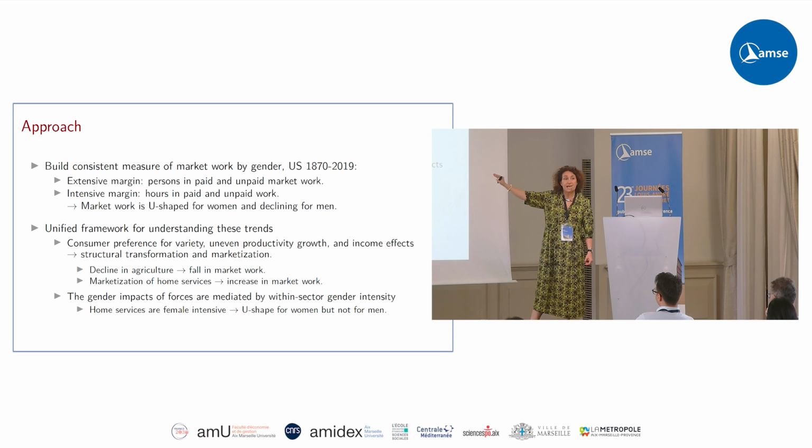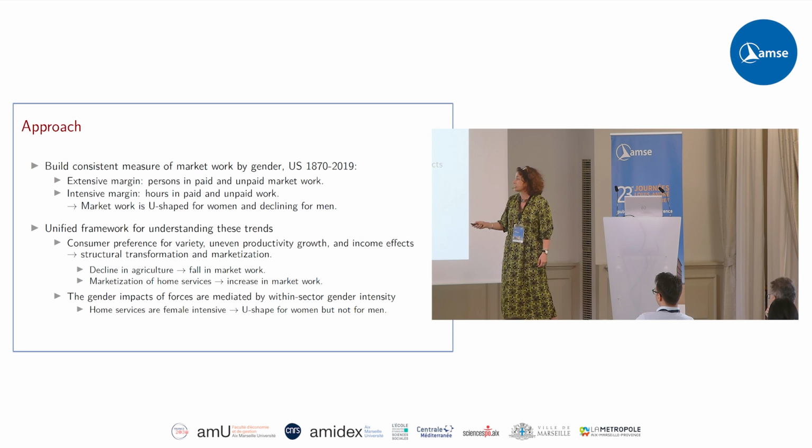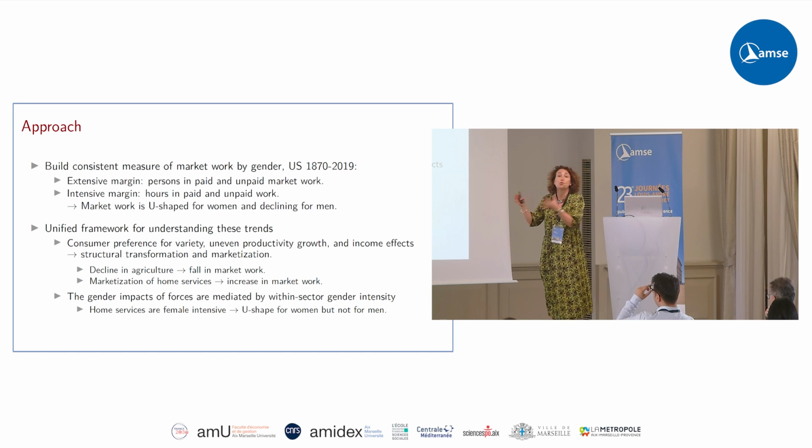With these elements, we produce structural transformation and marketization. So the key predictions of the model is that there's going to be a decline in agriculture generated by the high growth rate in agriculture, which implies a fall in market work, because both men and women were working a lot in agriculture in the early decades. So the decline in agriculture represents a fall in market work.